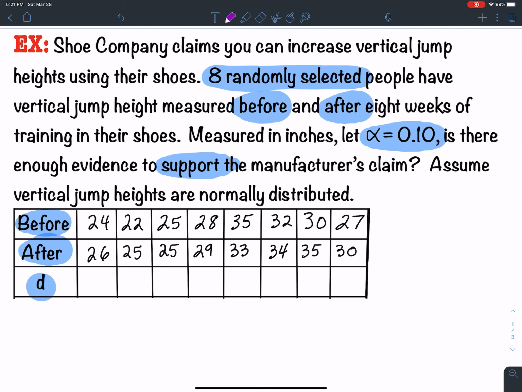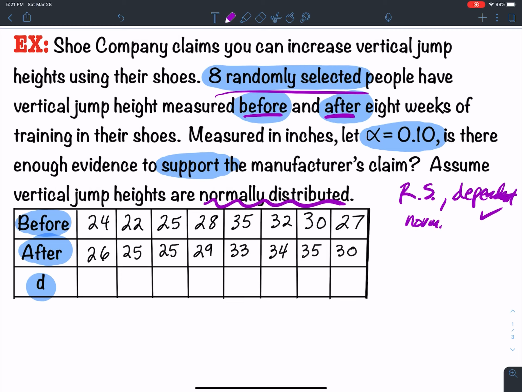All right. So before we do this, we've got to know, is it a random sample? Yes, randomly selected. Dependent. How do we know it's dependent? Because it's the same people measured before and then after. Definitely dependent. n equal to 8, that is not greater than or equal to 30. So yes, good: jump heights are normally distributed. Normally distributed tells me that I can use the t-test. Okay? So I'm going to use my t-test here.